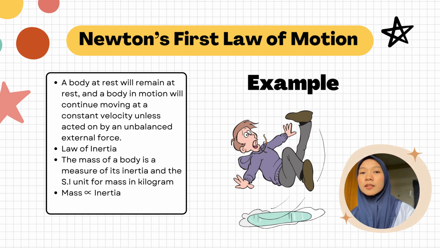Newton's first law of motion can be stated as: a body at rest will remain at rest, and a body in motion at a constant velocity will continue in motion at a constant velocity unless acted on by some unbalanced external force. Newton's first law of motion is also called the law of inertia. Inertia is the resistance of a body to a change in its motion. The mass of a body is a measure of its inertia, and the SI unit for mass is the kilogram. The greater the mass of a body, the greater its inertia.